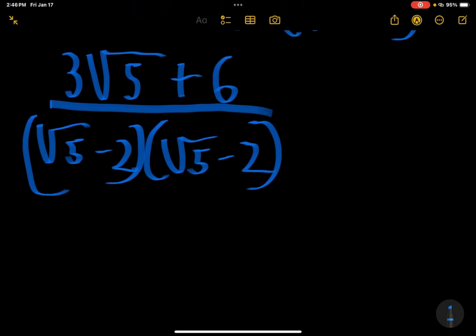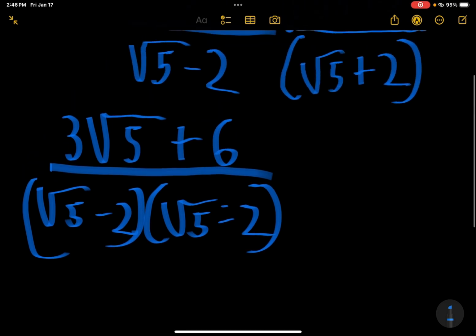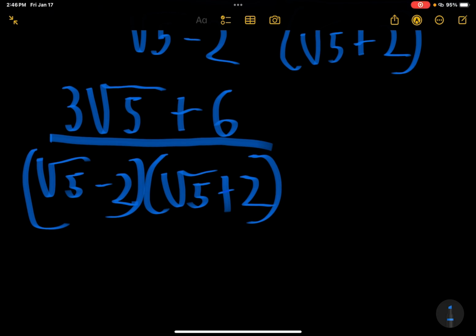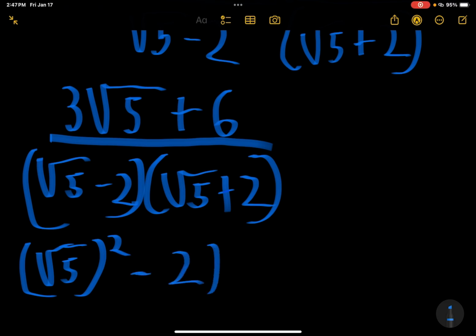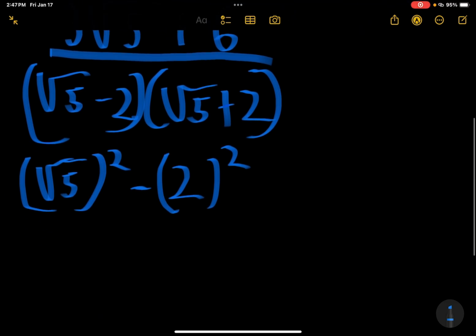Now, I'm going to solve this by using the difference of squares formula. So I'm not actually going to use FOIL to do this. I'm just going to go square root 5 squared minus 2 squared. So square root 5 squared, that cancels out. It's just 5. And then minus 2 times 2 is 4. 5 minus 4 equals 1.